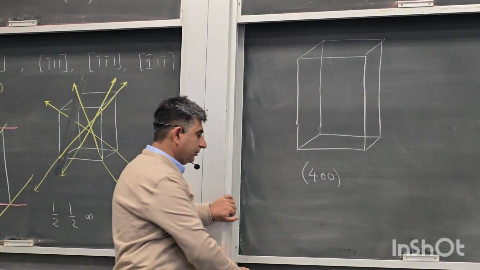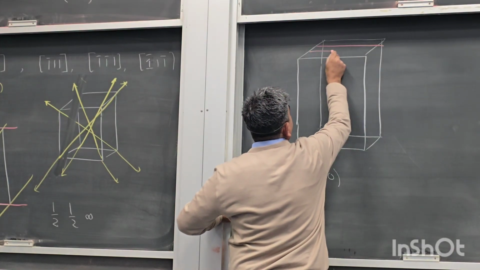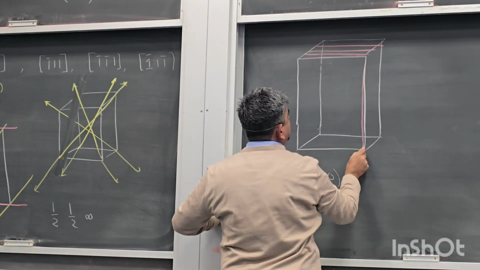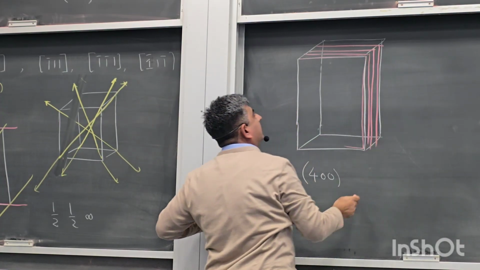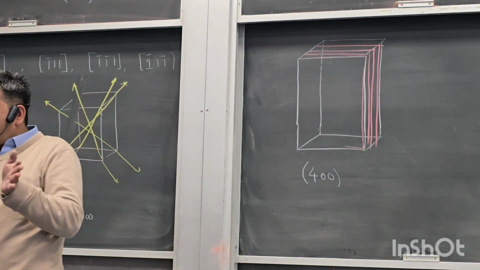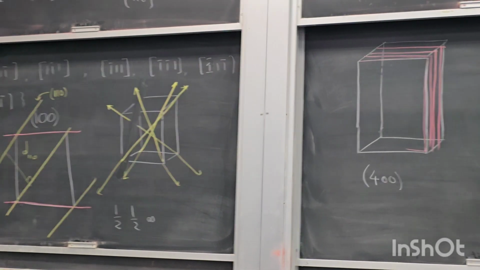Very good. So this will be the black plane here, and then you draw 4 planes. So these 4 planes that are disposed at 1/4 of the edge length along the A-axis, they will be the family of 400 planes.